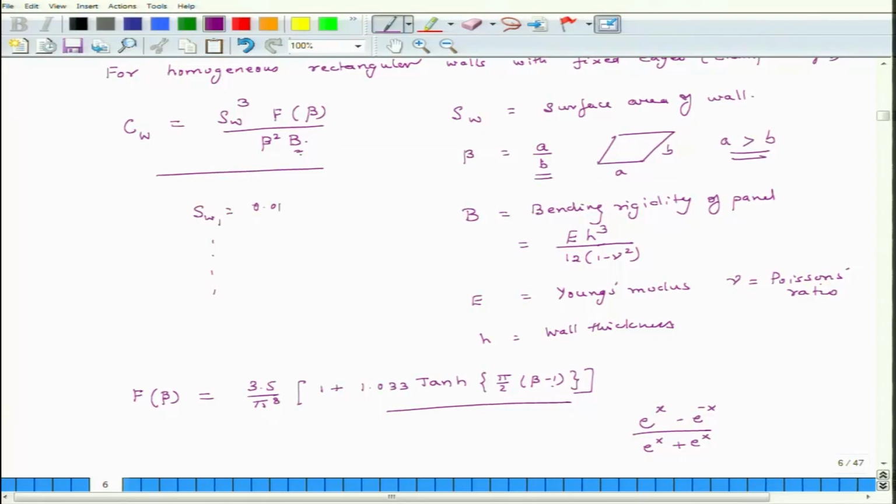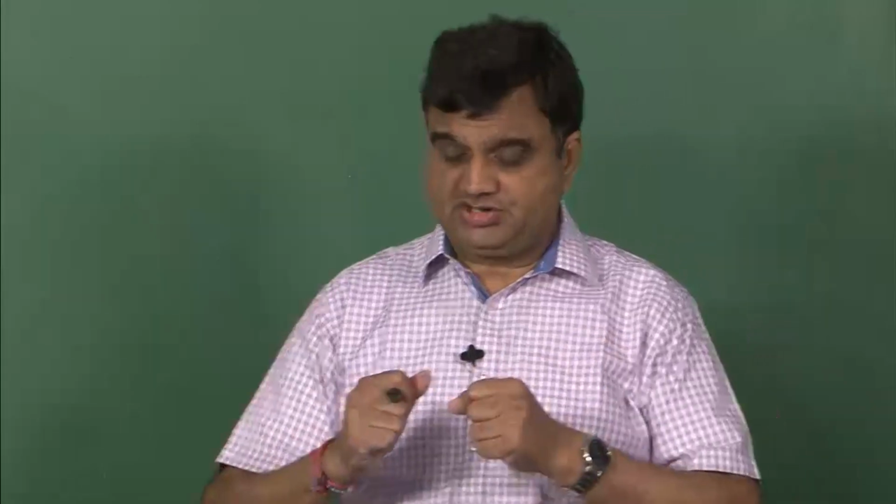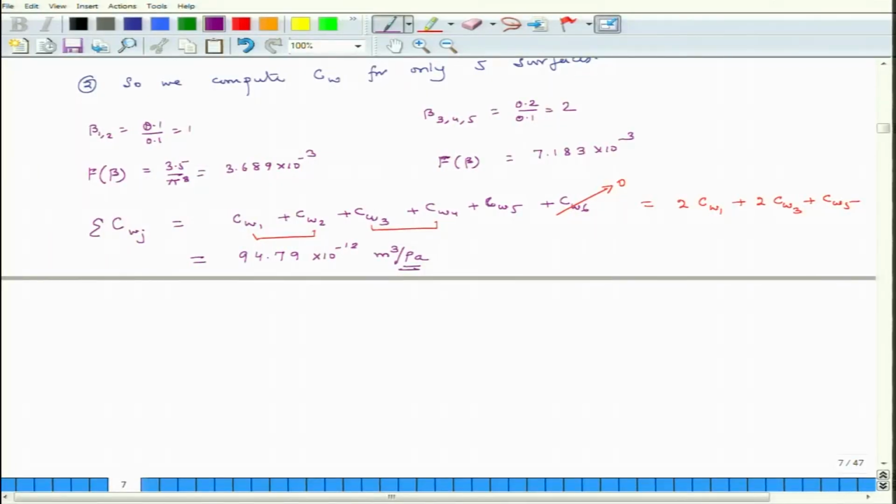So, we can compute everything. If I do all this, the overall sum of compliances comes out to be 94.79 into 10 to the power of minus 12 cubic meters per Pascal. Remember, this is volumetric compliance. What does this mean? If I apply a pressure of 1 Pascal, the volume is going to increase by so many cubic meters.